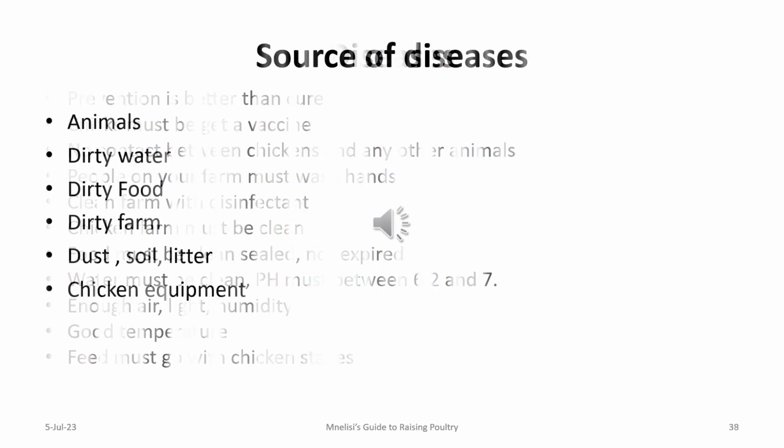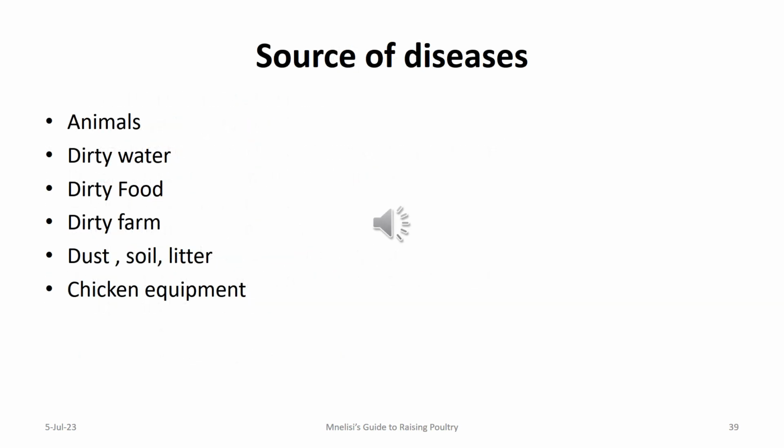Source of diseases. The following things will carry diseases to your chickens: wild and domestic animals, dirty water, dirty feed, dirty farm, dust, soil, and litter. Chicken tools.